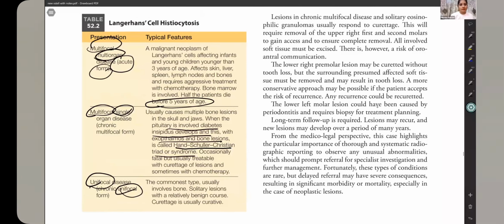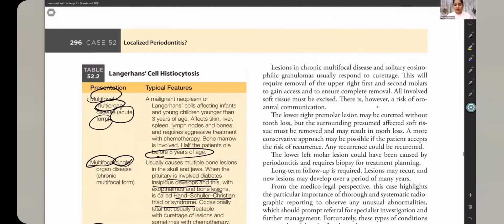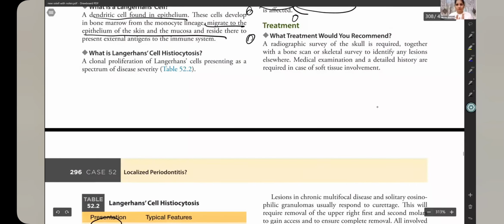So the most fatal one is the fulminating kind, which is the multifocal multi-organ disease. Then multifocal single organ has a moderate prognosis, where curettage and chemotherapy are both required, and for unifocal only curettage is required. So this patient is type 2, which is multifocal single organ. Now, what treatment is recommended?